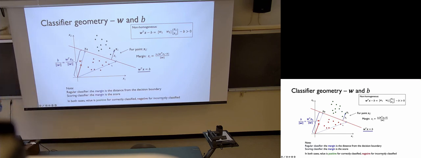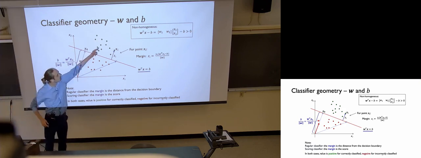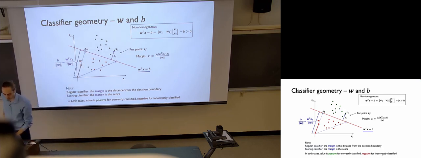In general, for a regular classifier that just predicts discrete classes, the margin is the distance from the decision boundary. Whereas for a scoring classifier, the margin would be the score. For example, from your income and other things, you want to predict your credit score for your bank to get a loan. So you have a predictor for something like that. Then this particular margin, how far away you are from the boundary, would essentially give you your credit score.